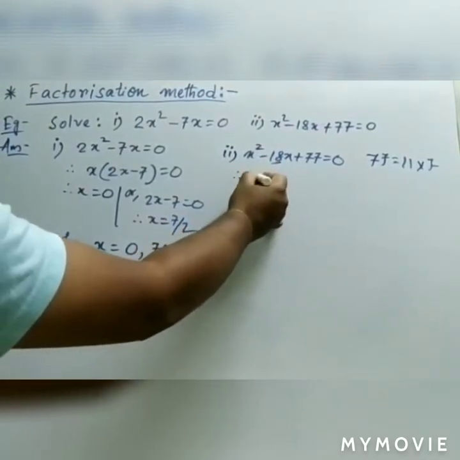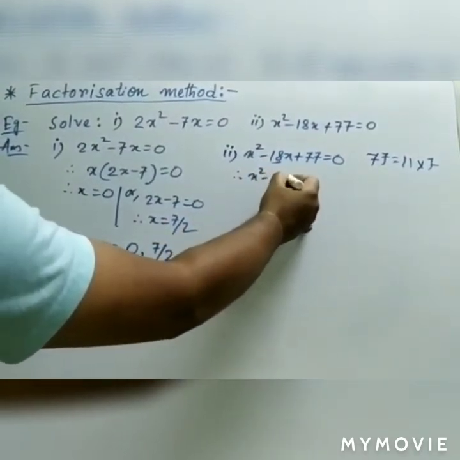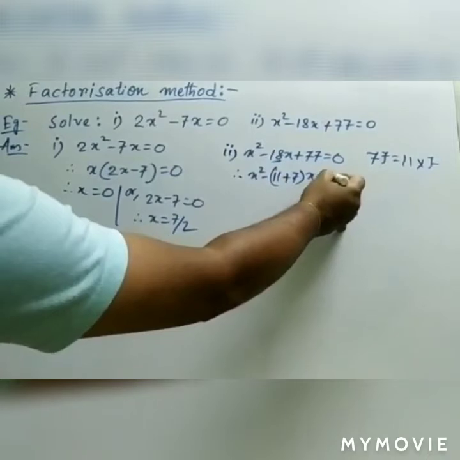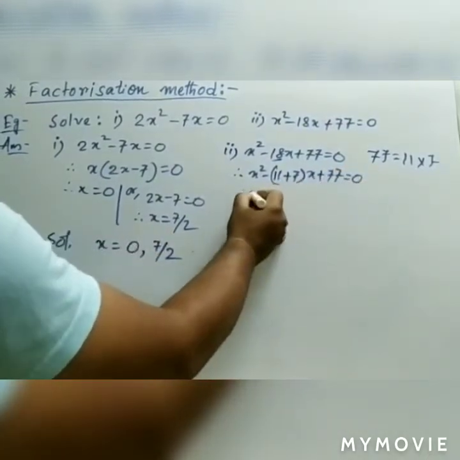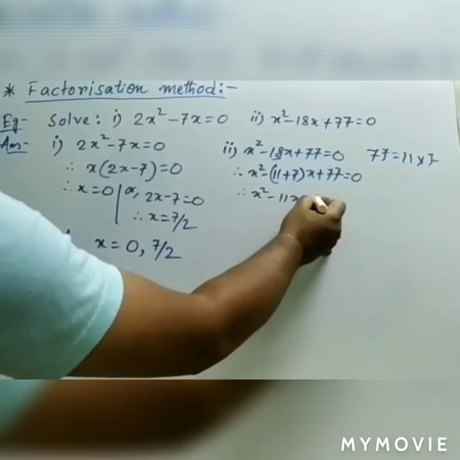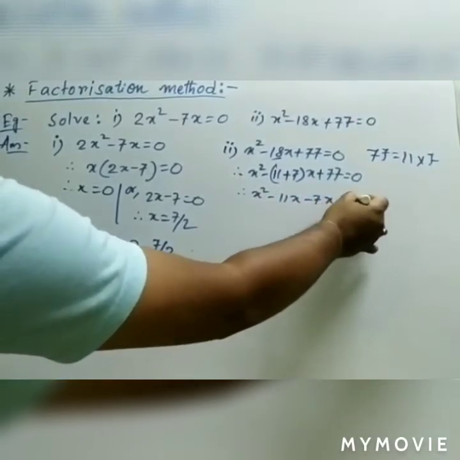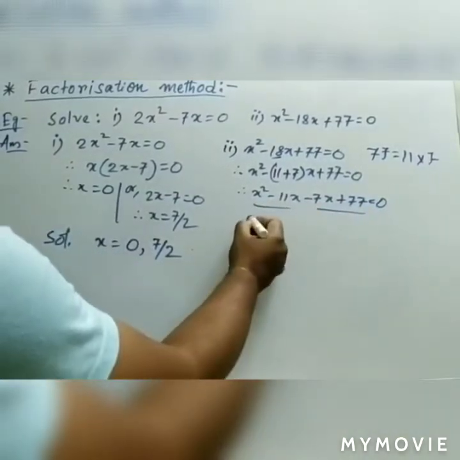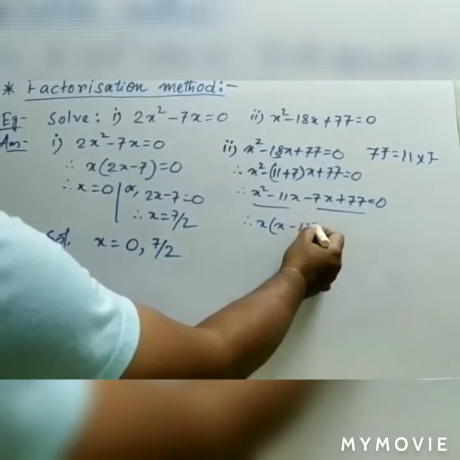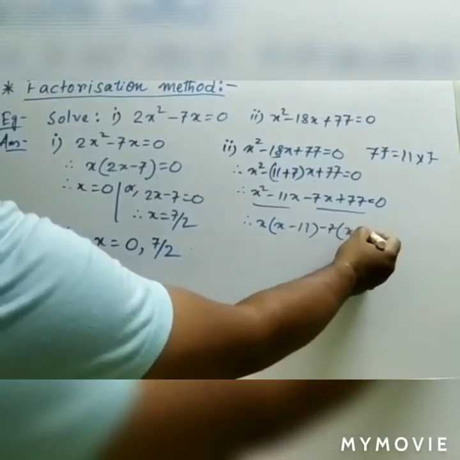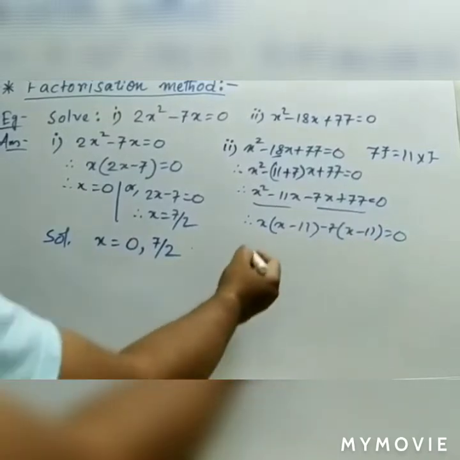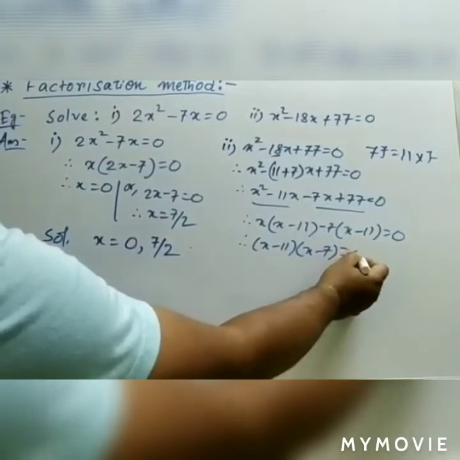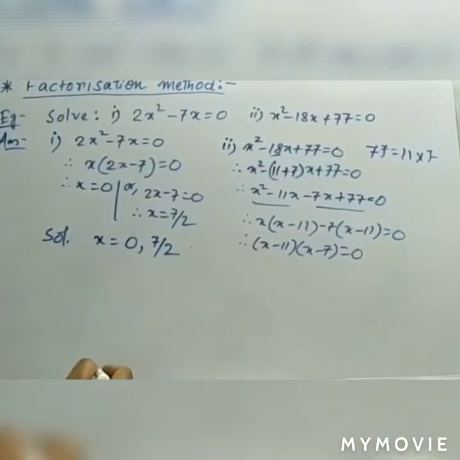So it will become x square minus (11 plus 7) into x plus 77 equals 0. Therefore x square minus 11x minus 7x plus 77 equals 0. Now we will take the common factor from these two parts, that is x into (x minus 11), here minus 7 into (x minus 11) equals 0. So therefore (x minus 11) is common and (x minus 7) equals 0. So we got the two factors x minus 11 and x minus 7.